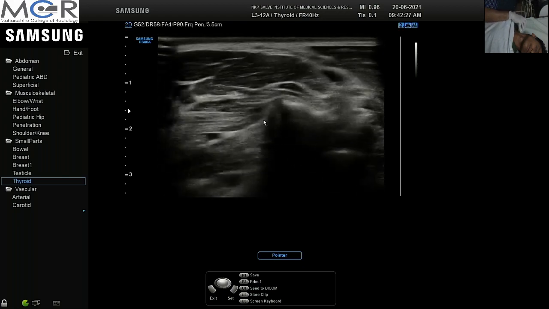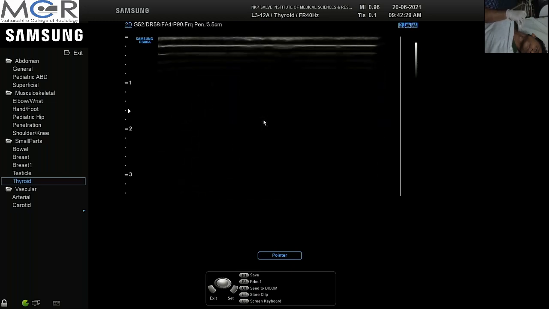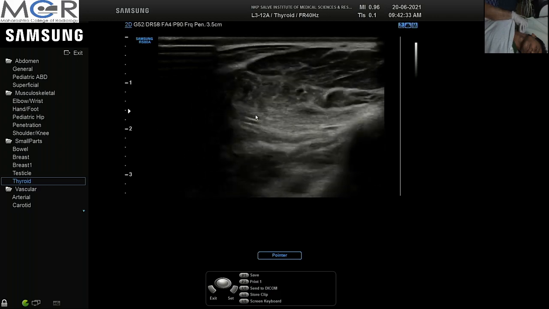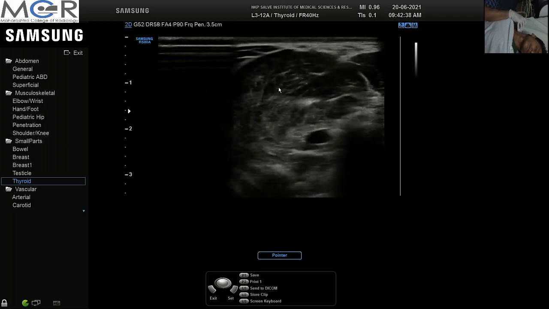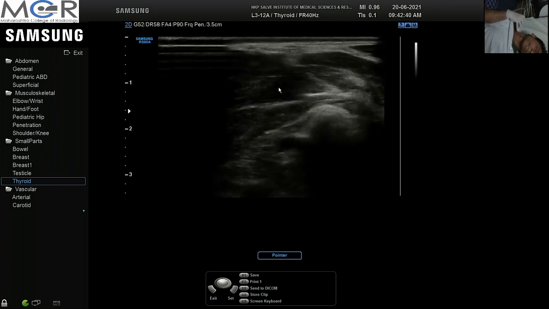So the majority of the anatomy in this triangle is muscles. There is only a thin strip of fat, and through this fat the accessory nerve and the accessory nodes are present.